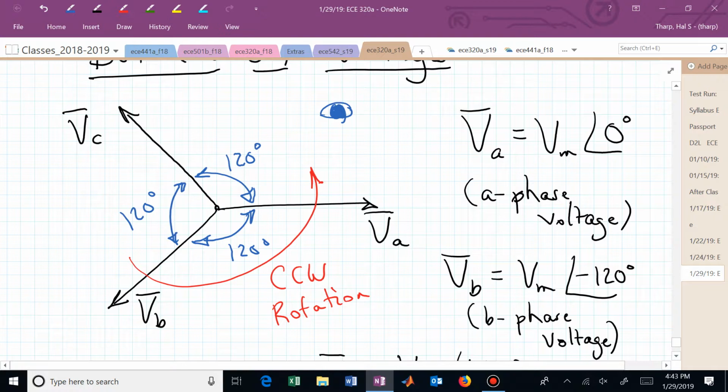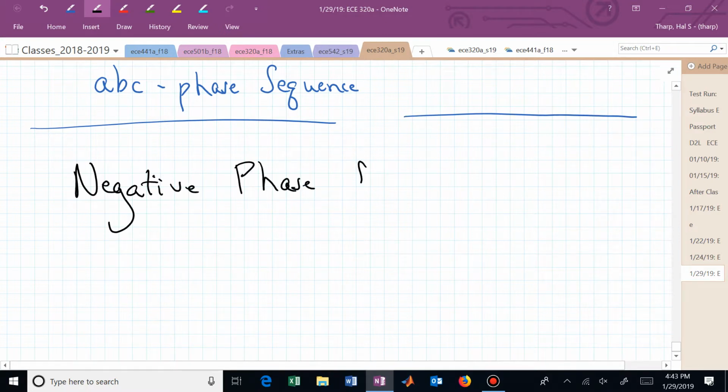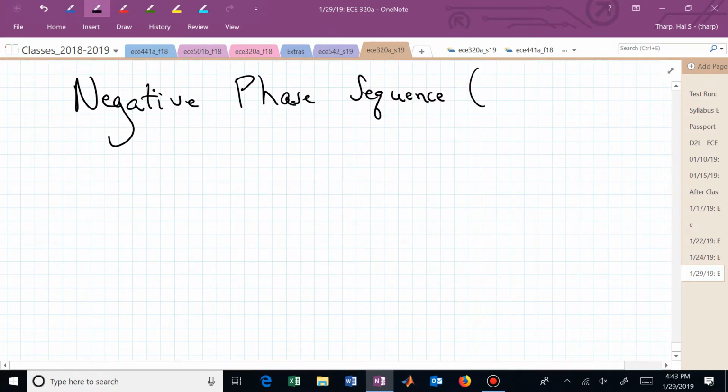So if that's the case, what's the negative phase sequence look like? So now you can draw this tonight, right, can't you? Yes, you can go home and talk about WLOG, and what's WLOG again? Without loss of generality. So now we have a negative phase sequence. And this is the ACB phase sequence.